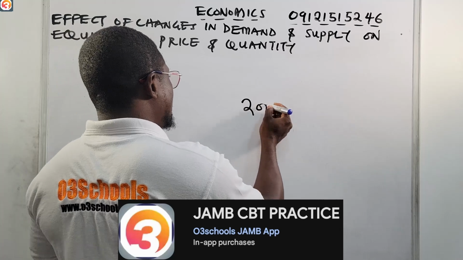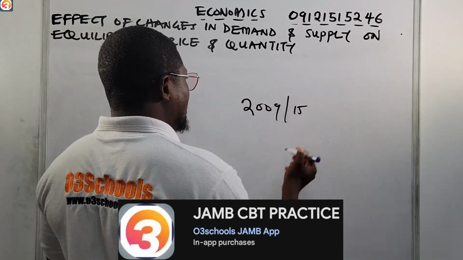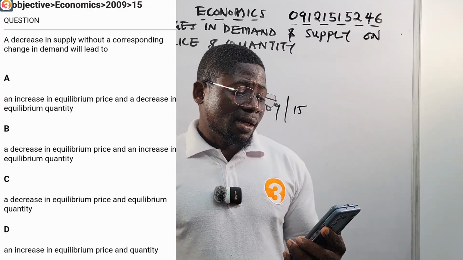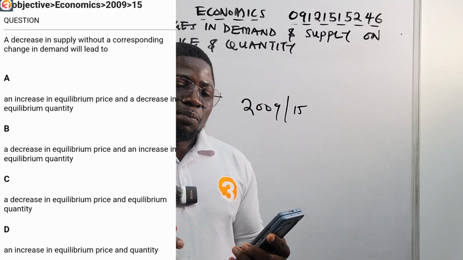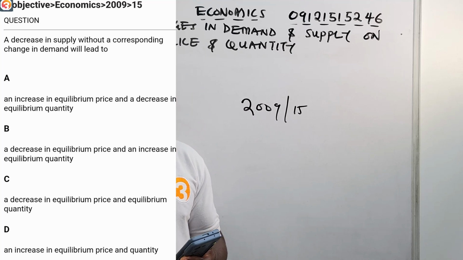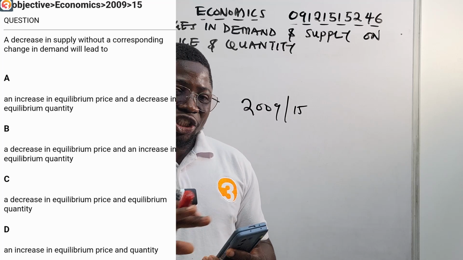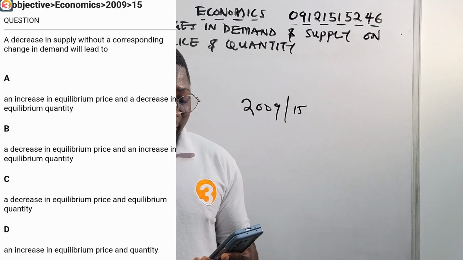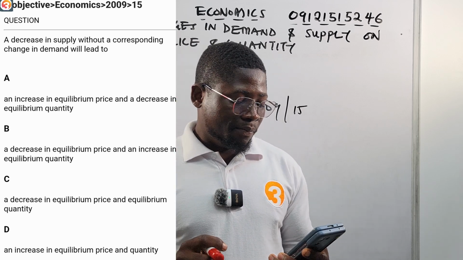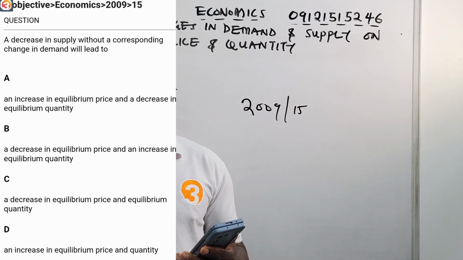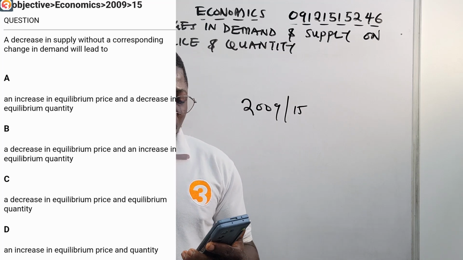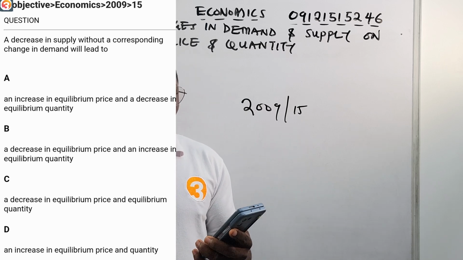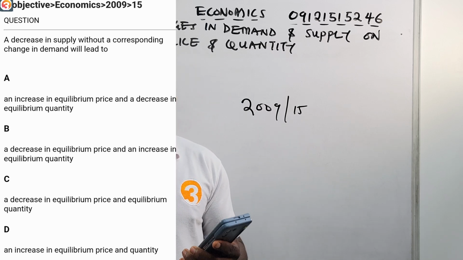This is a 2009 question, number 15. It says, a decrease in supply without a corresponding change in demand will lead to: A says, an increase in equilibrium price and a decrease in equilibrium quantity. B says, a decrease in equilibrium price and an increase in equilibrium quantity. C says, a decrease in equilibrium price and equilibrium quantity, while D says, an increase in equilibrium price and quantity.